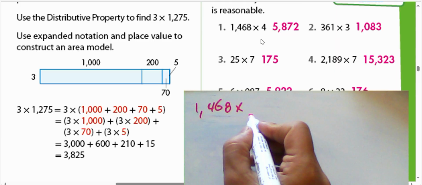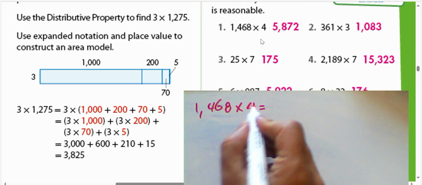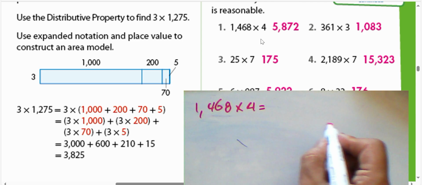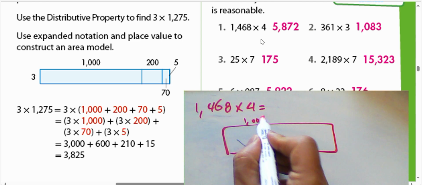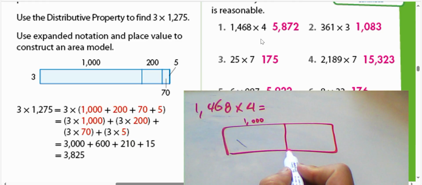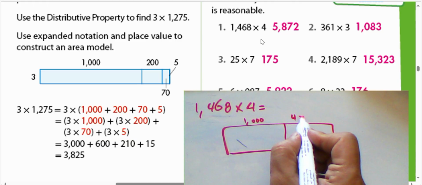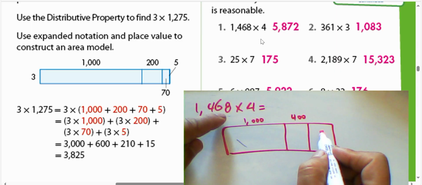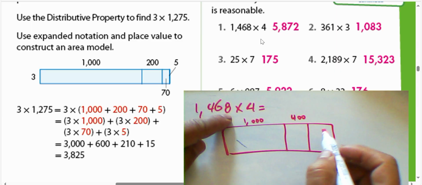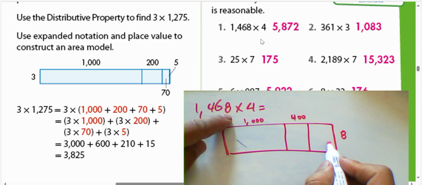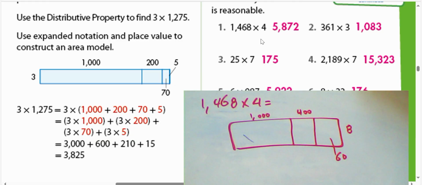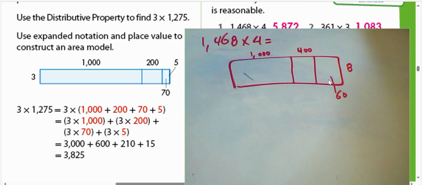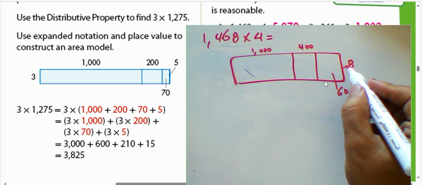1468 product by 4. We can draw a rectangle here and write the first number here 1000, and also write 400 here, and the last part 68. Write 8 in the ones, okay, and 60. And then you can use distributive properties to find the result. Okay, like this method here.